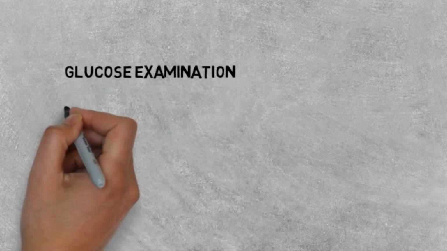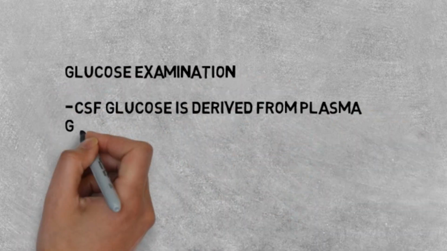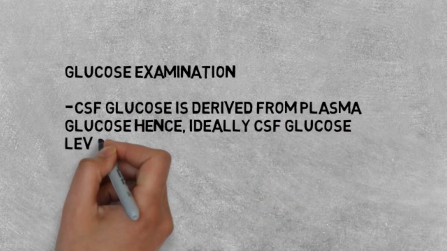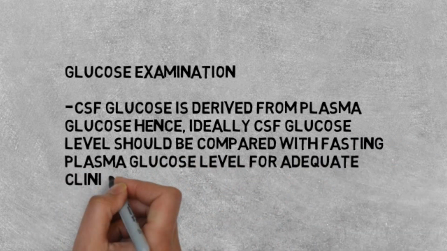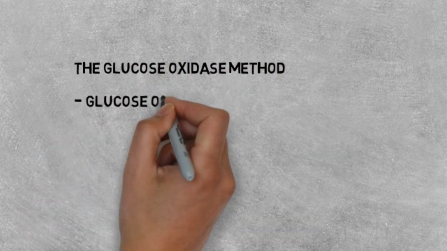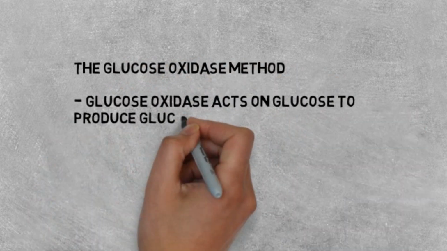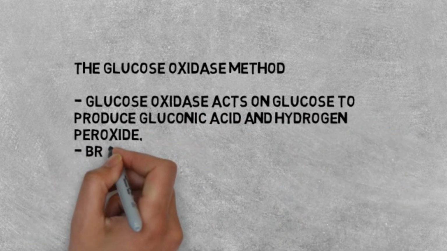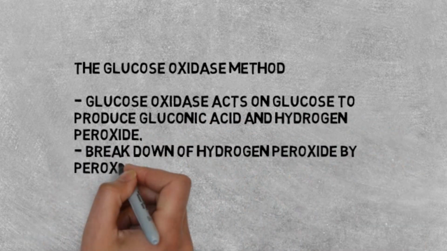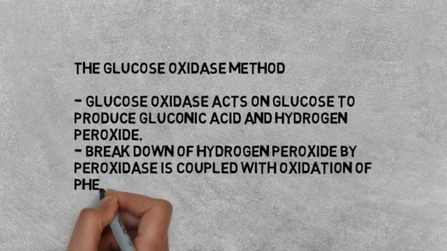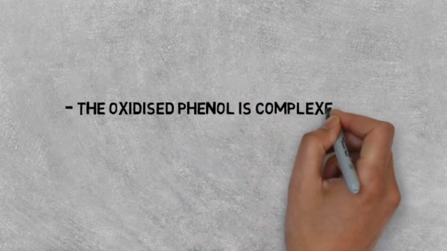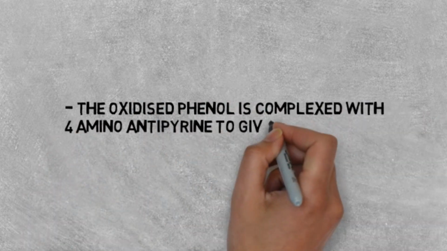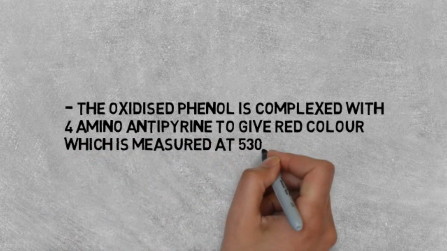Glucose examination. CSF glucose is derived from plasma glucose. Hence, ideally CSF glucose level should be compared with fasting plasma glucose level for adequate clinical interpretation. The glucose oxidase method. Glucose oxidase acts on glucose to produce gluconic acid and hydrogen peroxide. Breakdown of hydrogen peroxide by peroxidase is coupled with oxidation of phenol. The oxidized phenol is complexed with 4-amino antipyrine to give red color, which is measured at 530 nanometer.